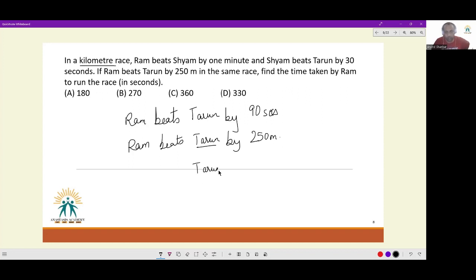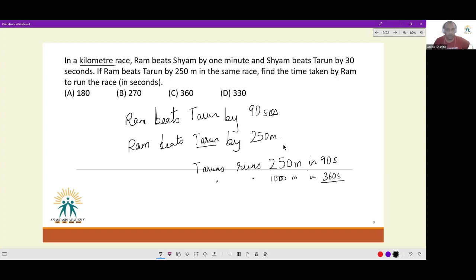Tarun runs 250 meters in 90 seconds. Because this is a kilometer race, can I say Tarun runs 1000 meters in 4 times the distance, so 4 times the time? He runs the entire race in 360 seconds.